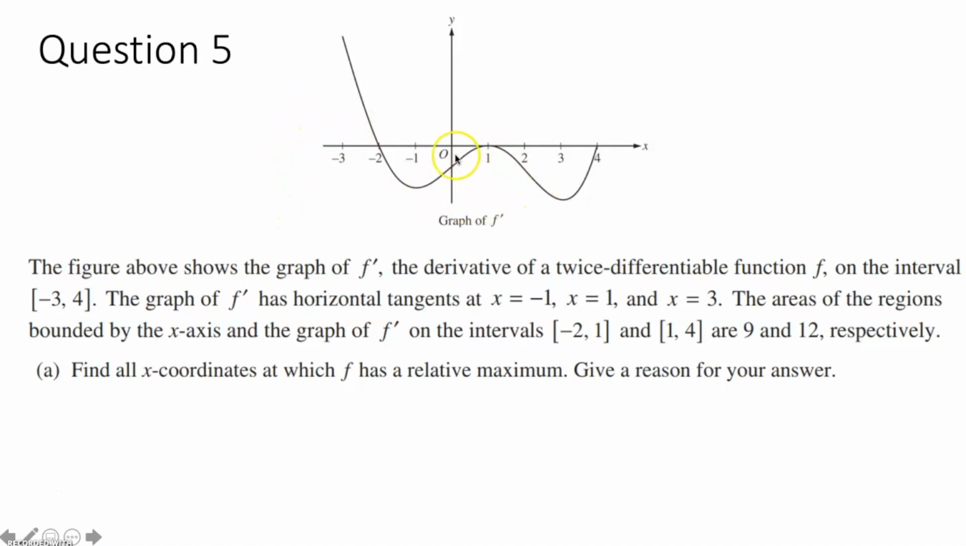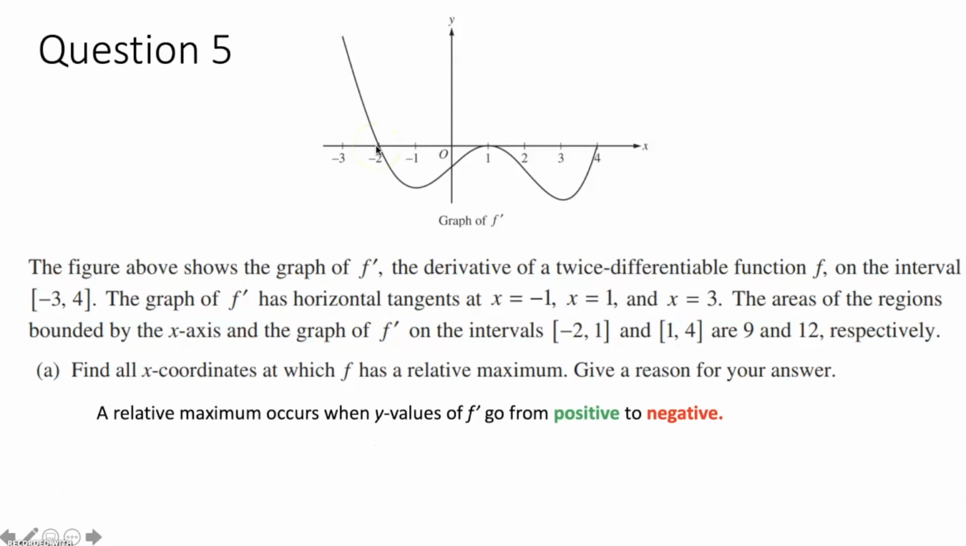Anywhere where the graph of the derivative has negative y values, anywhere where it's below the x-axis, your original function has slopes that are negative, meaning your original function would be decreasing. So to find a relative maximum of the graph of f, you're looking for the graph of f to go from increasing to decreasing at that specific value, meaning you're looking for the graph of f prime to go from positive y values to negative y values. And where does that happen? That happens at x is equal to -2.